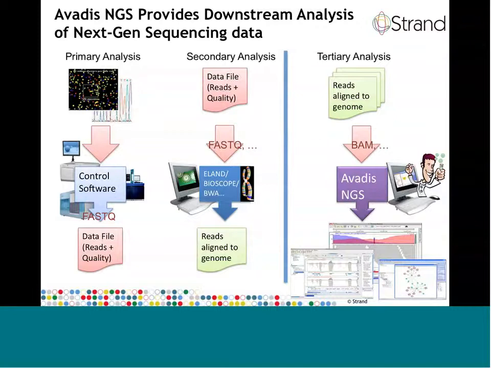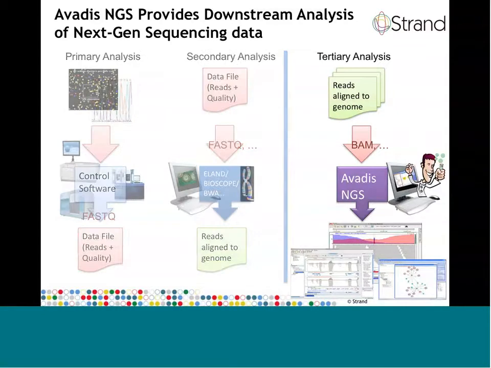After the primary and secondary analysis steps have been performed, the data is ready to be loaded in Avadis NGS. Avadis NGS takes in pre-aligned data, which usually is in the SAM-BAM standard format, and allows you to interrogate the data in a structured and interactive fashion.